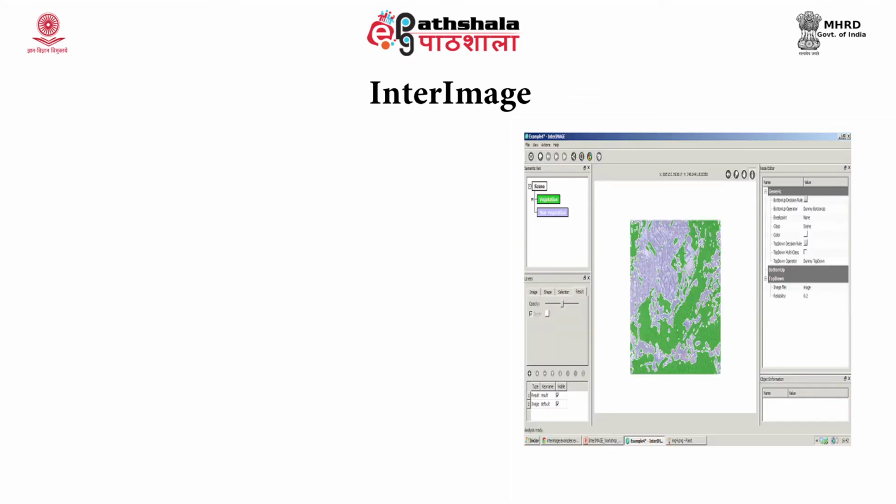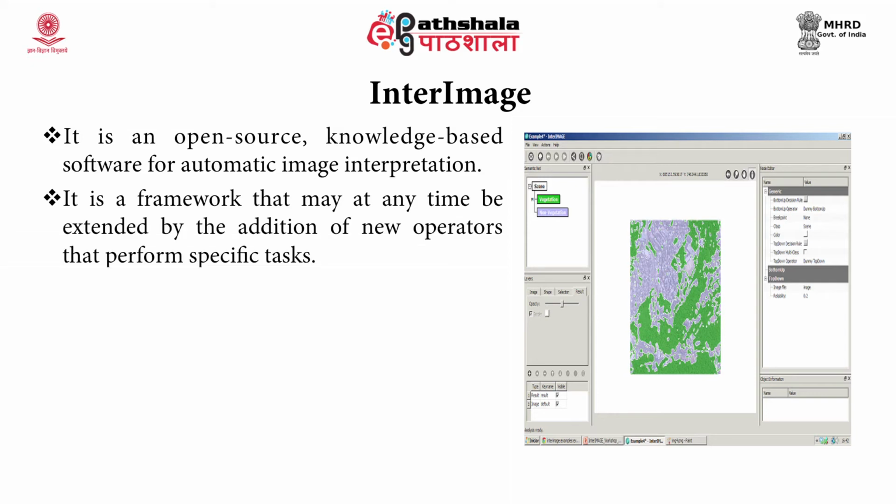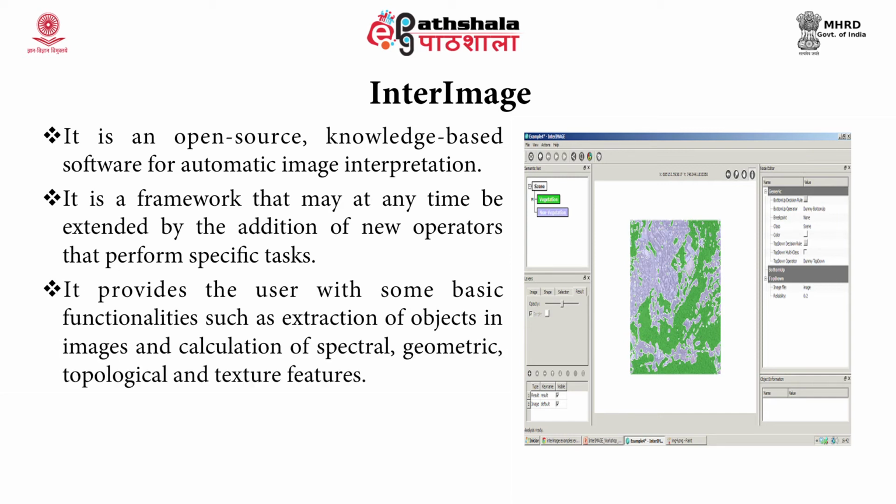Another open source knowledge based software is TNTmips, which is used for automatic image interpretation. It is a framework that may at any time be extended by the addition of new operators that perform specific tasks. It provides the user with some basic functionalities such as extraction of objects in images and calculation of spectral, geometric, topological, and textural features. Its latest version is 1.43.